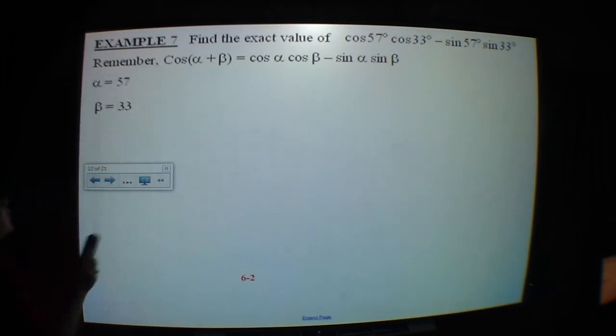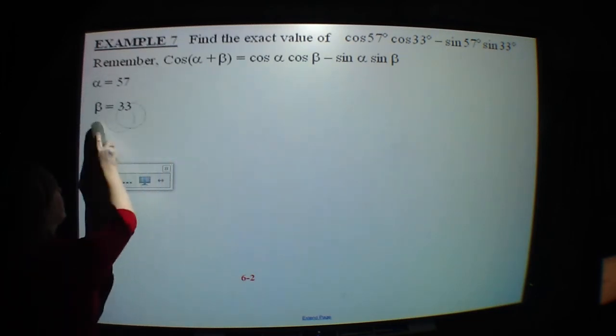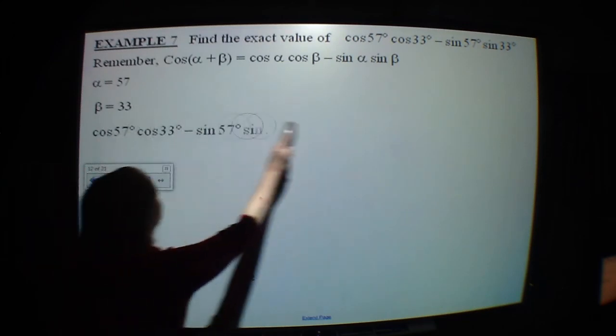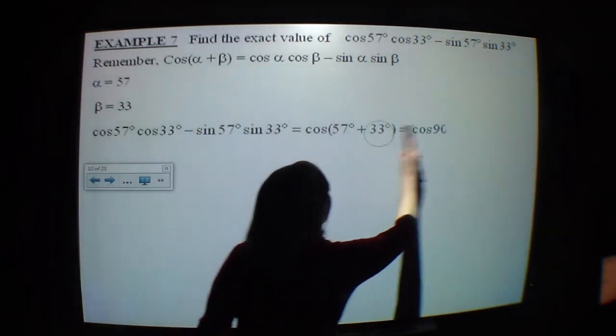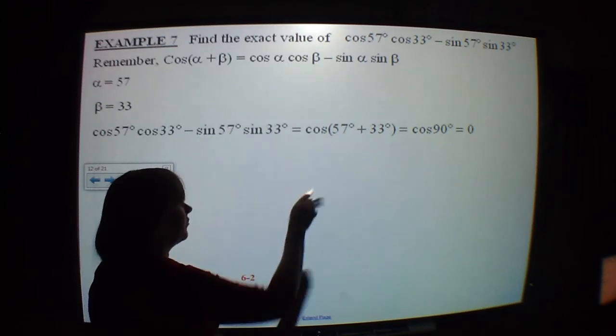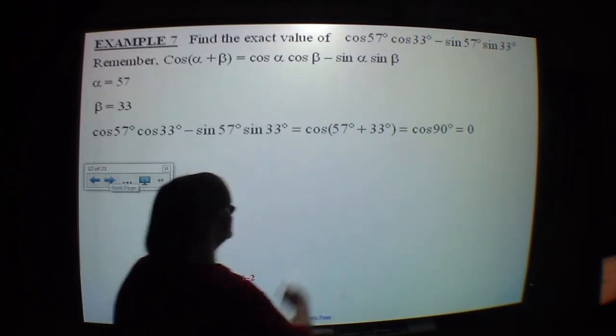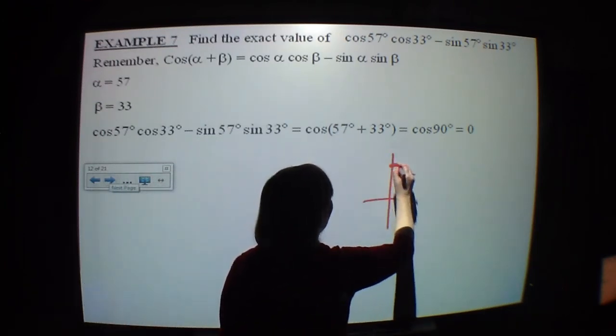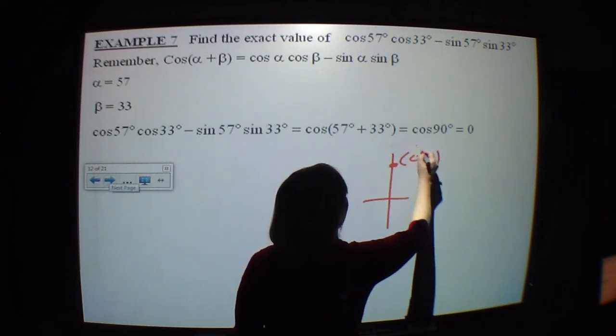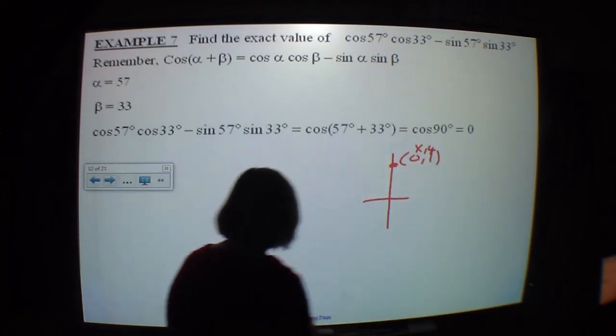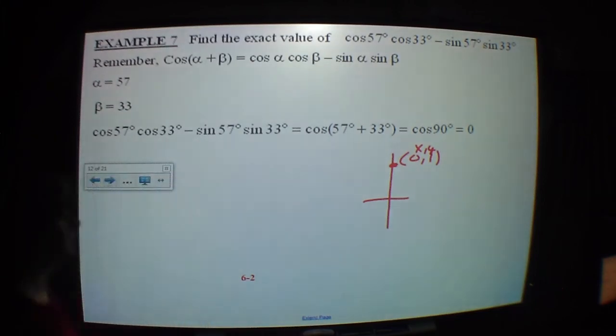So I want the cosine of 57 plus 33. 57 plus 33 is 90. Cosine of 90. Same spot, it's not a triangle. That's my x. So 0 over 1, which is 0. And we're done.